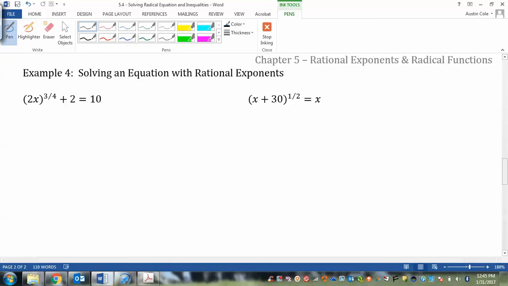Now you notice we have rational exponents, okay? Now, first we need to get rid of the 2. So I'm going to minus 2 on both sides first, and I get 2x to the 3/4 power equals 8.